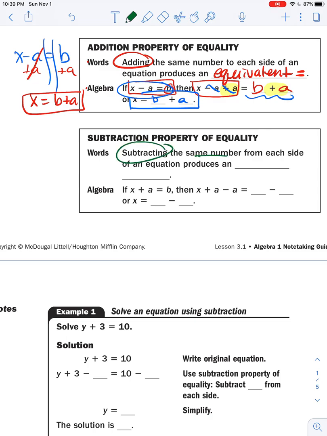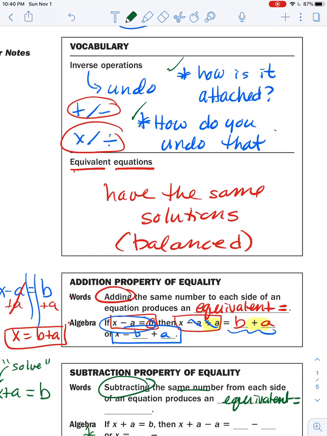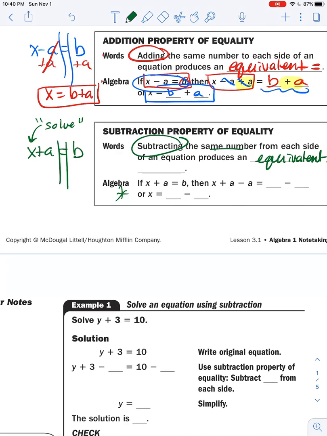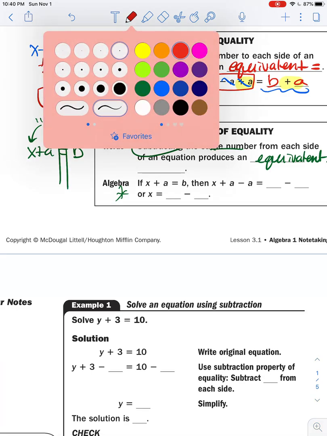Subtracting the same number from both sides also produces an equation that is equivalent. So tons of big words to say that it keeps everything in balance and that it's okay to subtract as long as you subtract from both sides. I'm going to rewrite this over here again. If you start with x plus a equals b and you're trying to get x alone, because that's what it means to solve, you look and you say, like I had set up here, how is it attached? How do you undo that? Here the a is attached by adding, so the way you would undo that is by subtracting.